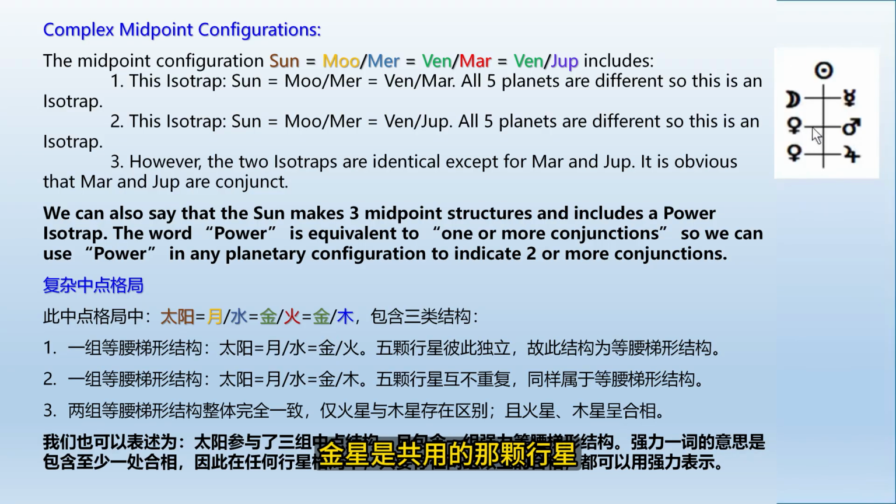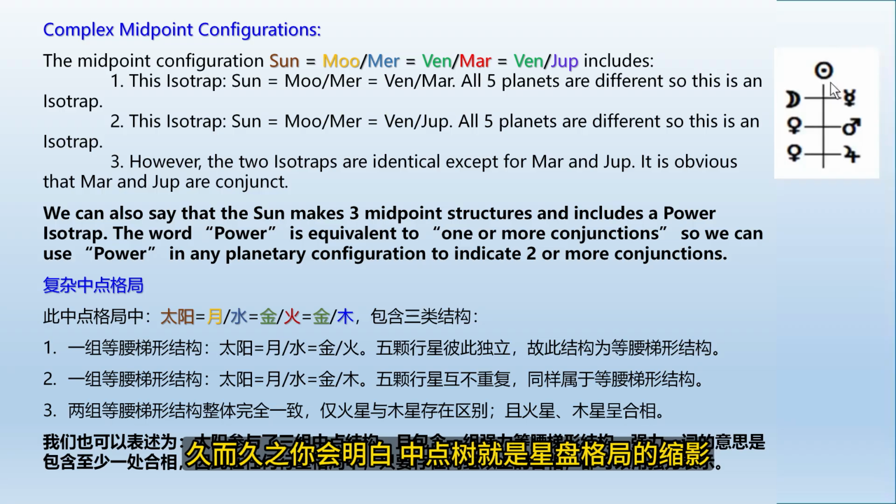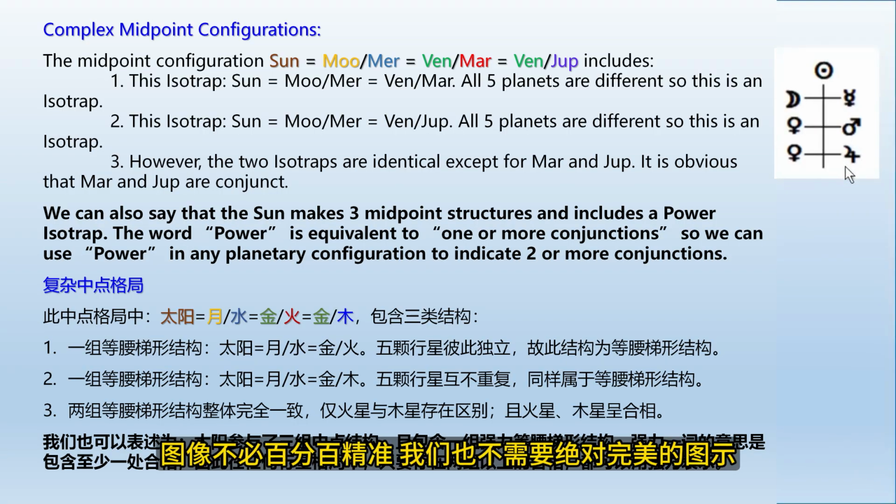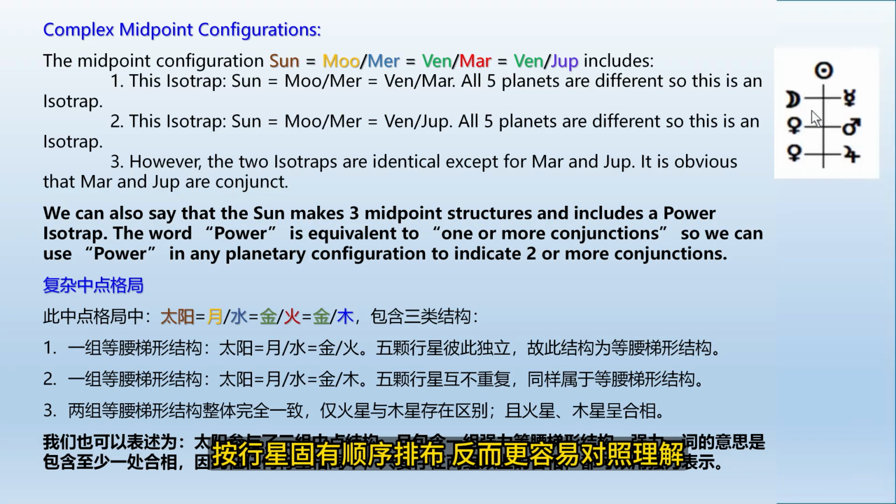It is obvious once you get used to it because you've got Venus repeated. After a while, you realize that the midpoint tree is a picture of the wheel. You'll see Moon and Mercury, you'll see Venus and Mars, and you'll see Mars conjunct Jupiter. Maybe Venus and Mars are closer to the Sun than the Moon and Mercury. It's not a perfect image, and we don't need it to be. It's better to put them in planetary order so it's simple to relate to.